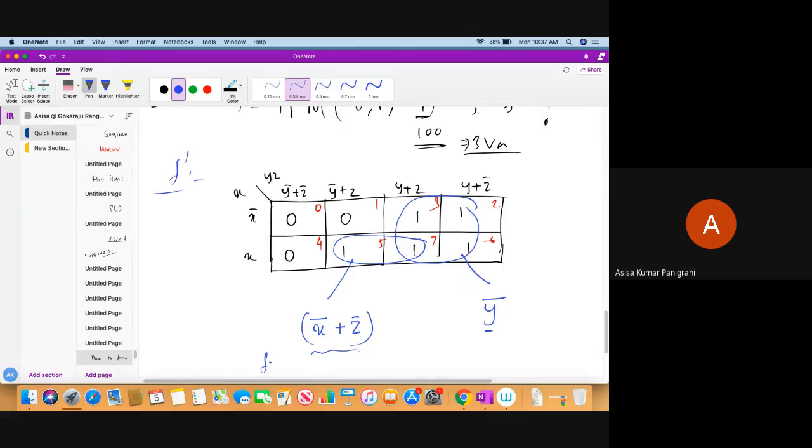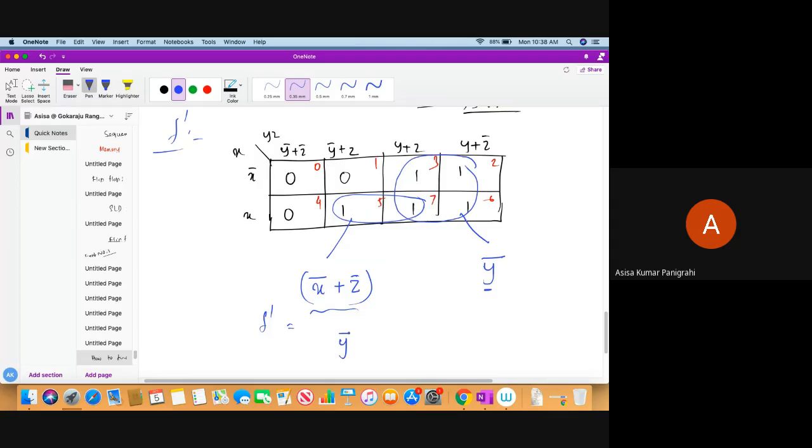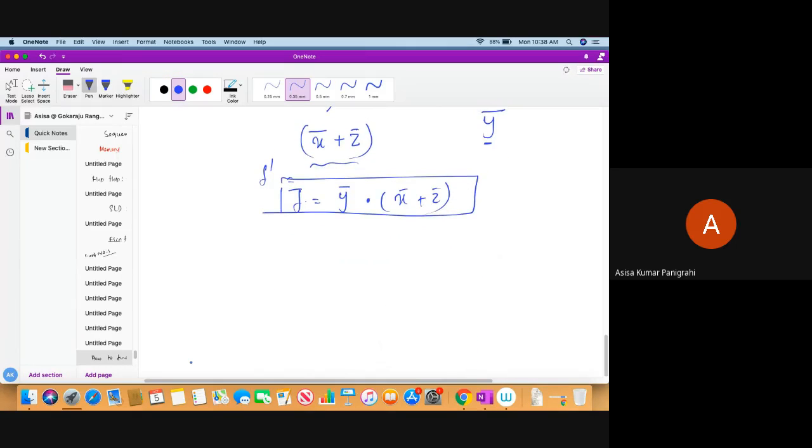So finally, what is my f bar, students? My final f bar is y bar and x bar or z bar. Very simple, very, very important, students. This type of question will directly come in your exams. Any doubt on this? If there is no doubt, we'll do one more question, then wind up this part.